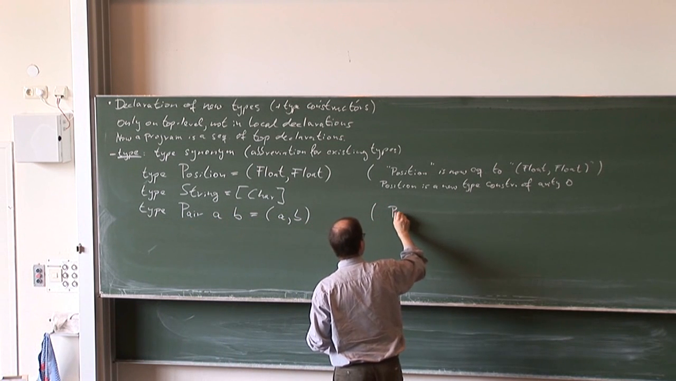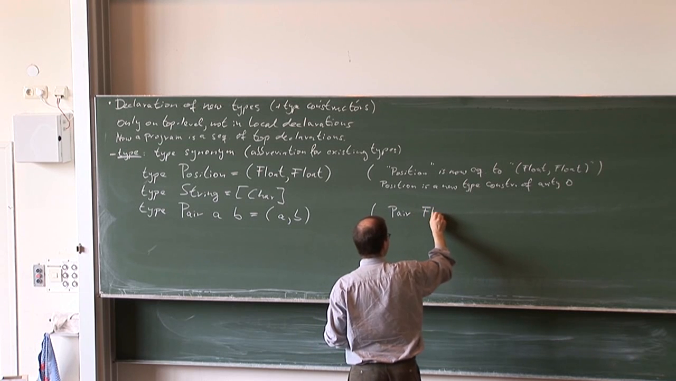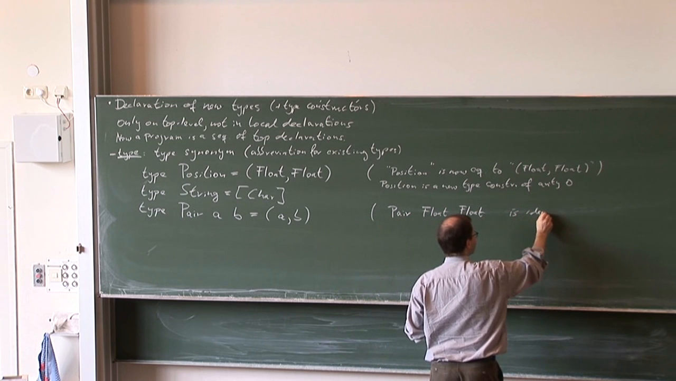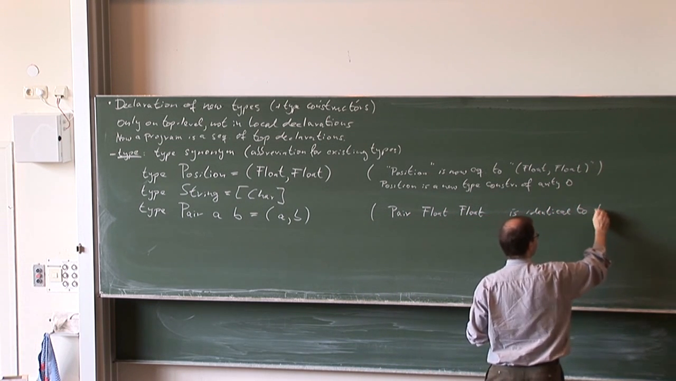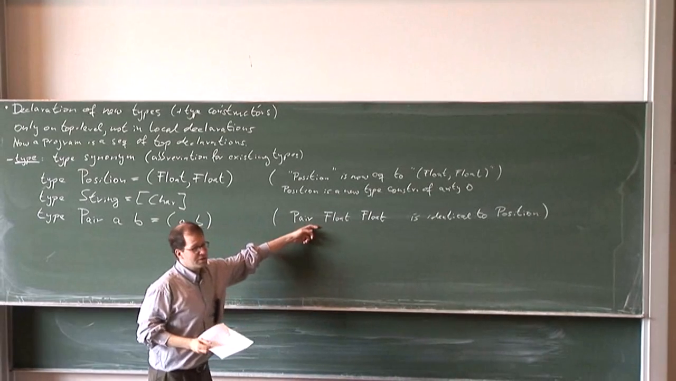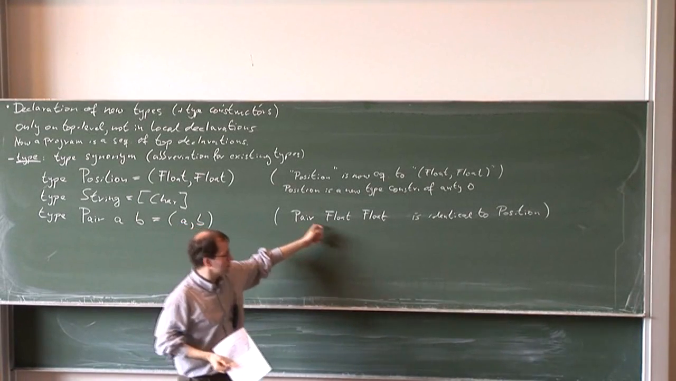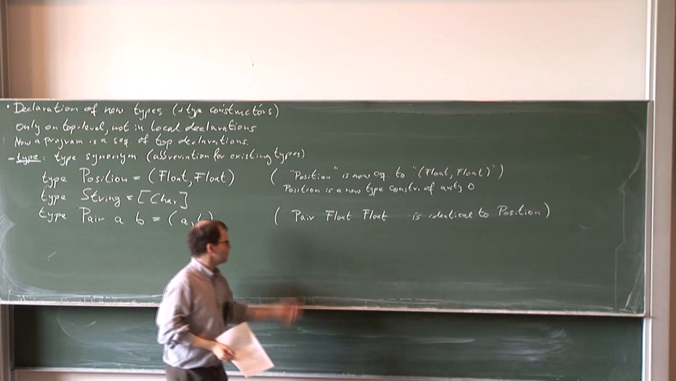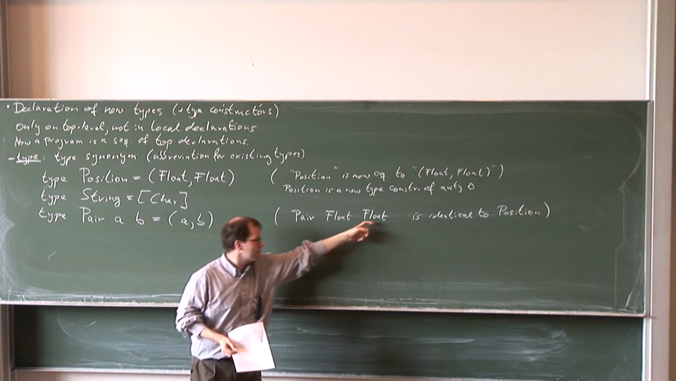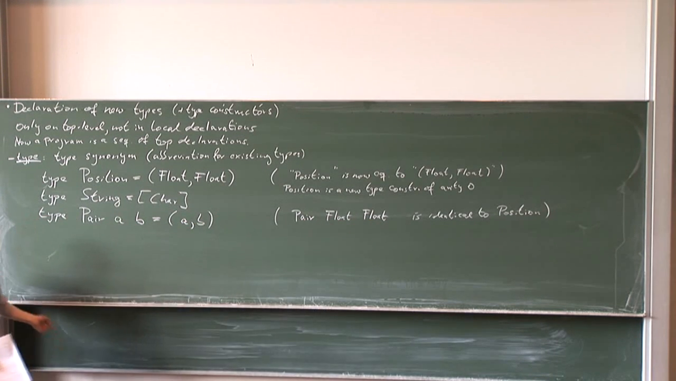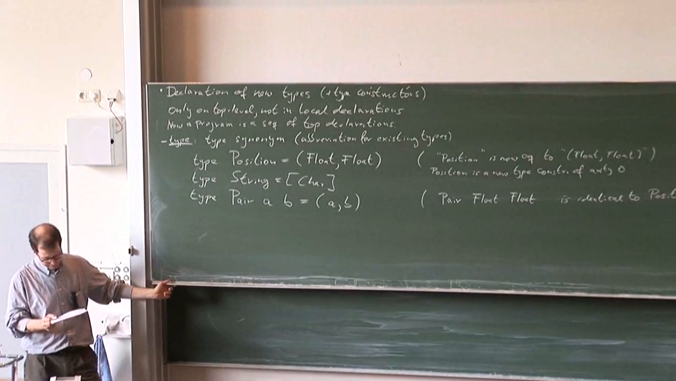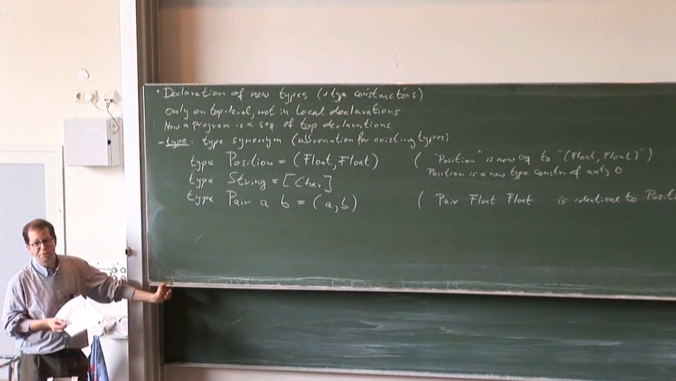And as you can imagine, whether you write Pair Float Float, that is identical to the type of pairs of floating point numbers. So this is an abbreviation for the type of pairs of floating point numbers, and this is also such an abbreviation. But Pair is a type constructor of arity 2, so you can apply Pair to two types, and it is defined like this, so it gives you a new type of pairs of floating points. However, this is really just an abbreviation.